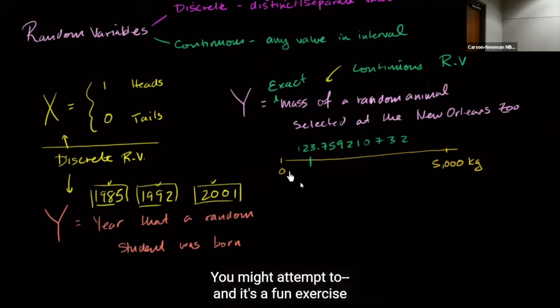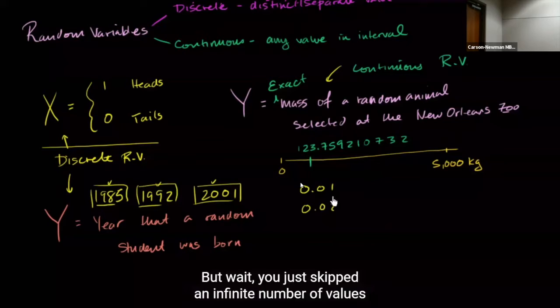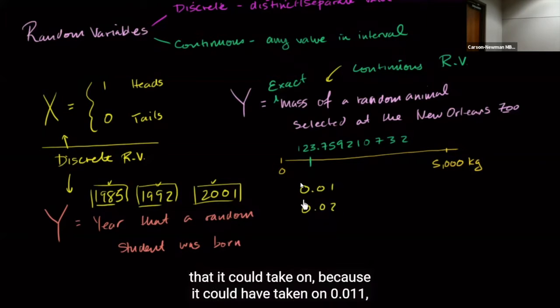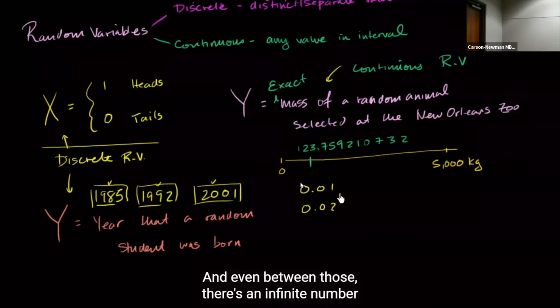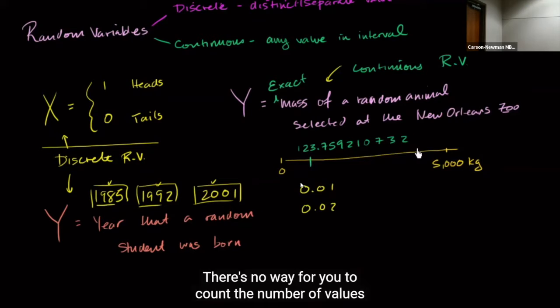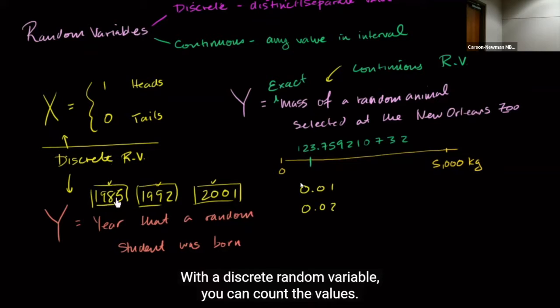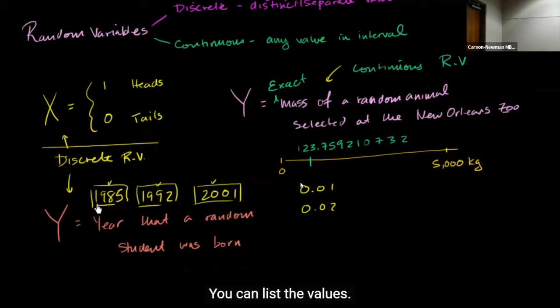You could not even count them. You might attempt to, and it's a fun exercise to try at least once, to list all of the values this might take on. You might say, okay, maybe it can take on 0.01, maybe 0.02. Wait, you just skipped an infinite number of values, because it could have taken on 0.011, 0.012. And even between those, there's an infinite number of values. There's no way for you to count the number of values that a continuous random variable can take on. There's no way for you to list them. With a discrete random variable, you can count the values. You can list the values.